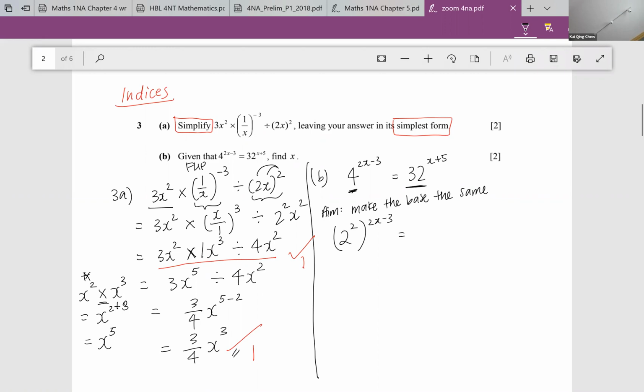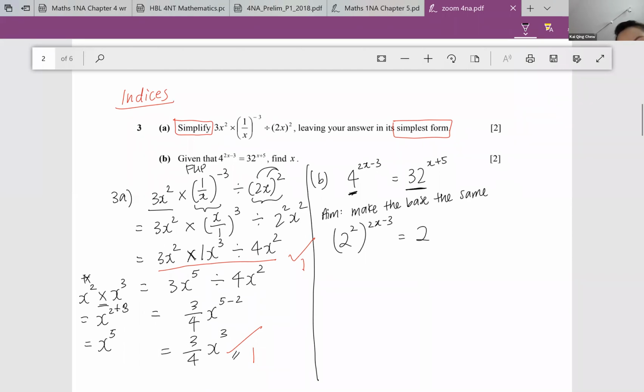This is the time I have to use my calculator to go and press. I will try 2 to the power of 3. 2 to the power of 3 is 8, so cannot. Then 2 to the power of 4 is 16, so cannot. Then 2 to the power of 5. You have to keep trying until you get 32. Then you realize 2 to the power of 5 is 32. So it's 2 to the power of 5.